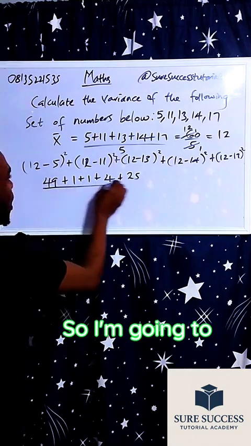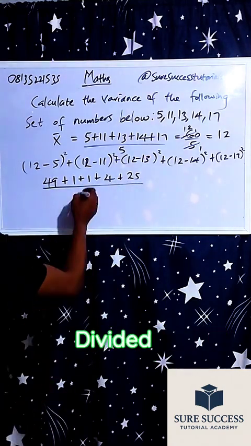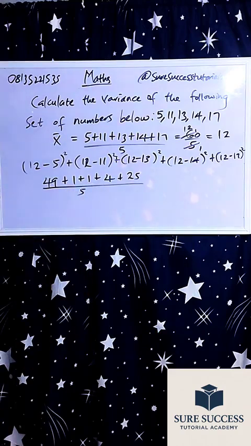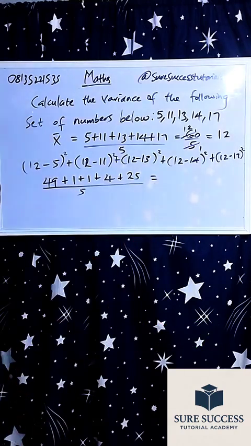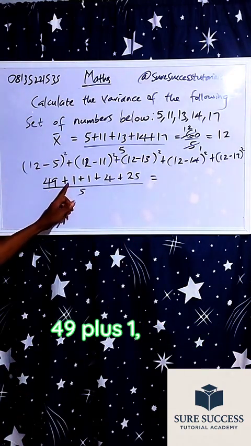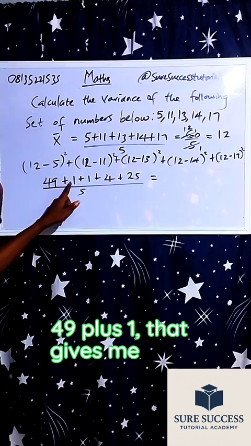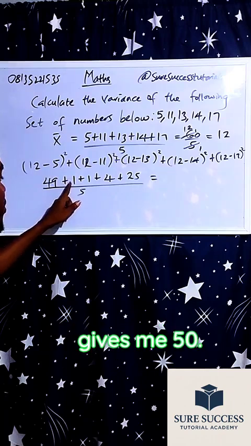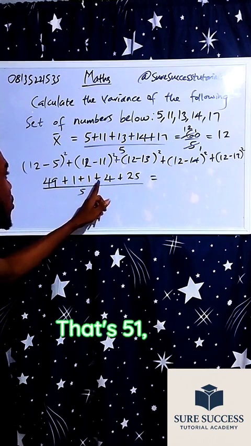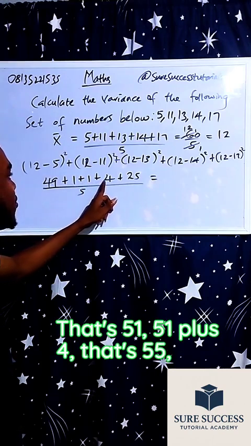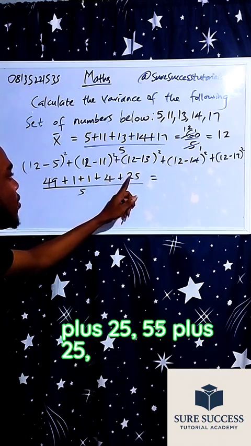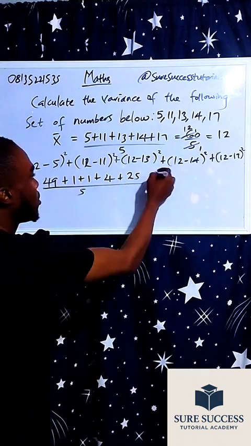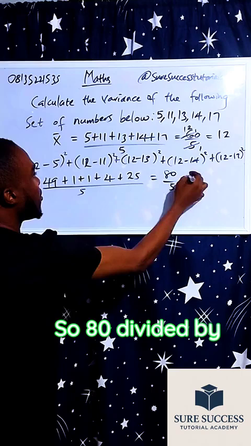So I'm going to add all this, divided by 5. Am I making sense, please? At this point, 49 plus 1 gives me 50. 50 plus 1 is 51. 51 plus 4 is 55. 55 plus 25 gives me 80. So 80 divided by 5.